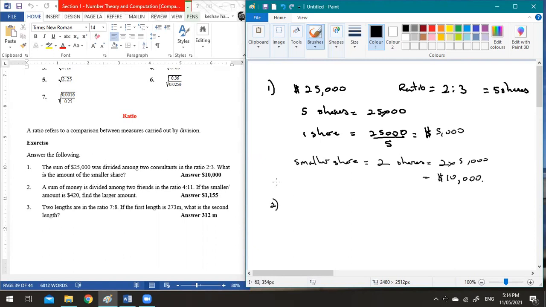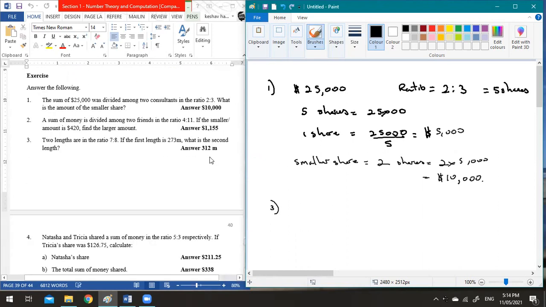Maybe do number 3 instead. It doesn't make sense using the same questions over and over, and I have plenty of questions to go ahead with. Two lengths in the ratio 7 to 8. So the ratio is 7 to 8, which is 15 shares.